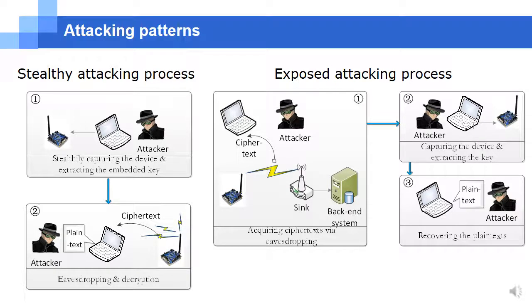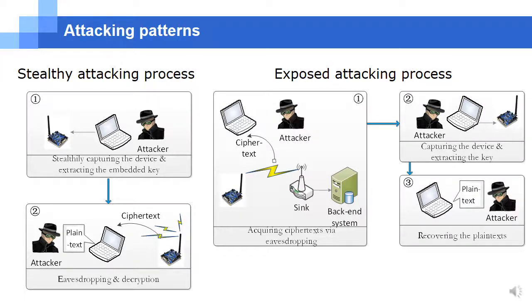We first investigate two typical attack patterns related to device capture. The left figure shows the first pattern, where an adversary temporarily and stealthily captures a device without being detected and successfully extracts the embedded key without destroying the device. Then, the device is still used normally by the owner. Subsequently, the encrypted data can be easily recovered after the capture.